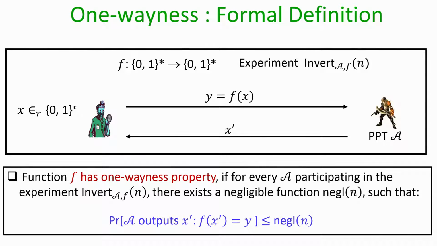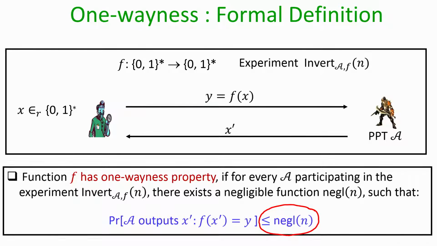That means we require that no polynomial time algorithm should be able to invert this random y except with negligible probability. In this definition, the requirement is that the success probability of the adversary to invert the random y should be upper bounded by a negligible function, not by 0, because there always exists a guessing strategy: the adversary can simply guess a random x dash, and there always exists a non-zero probability that the guessed x dash indeed turns out to be one of the pre-images of the given y.